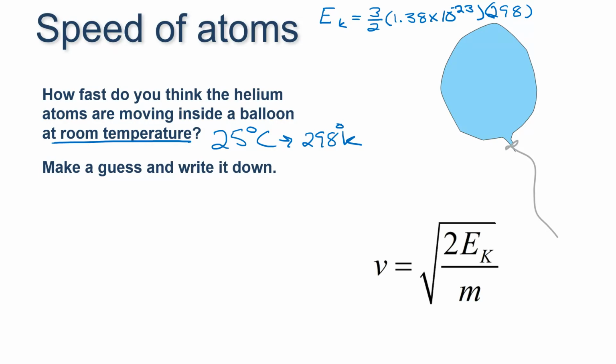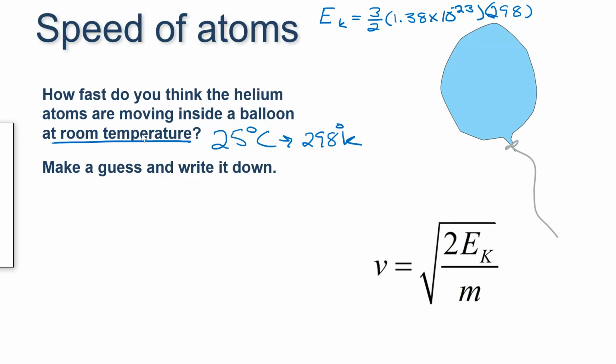And as you're writing that down, I'm going to plug this into the handy dandy calculator. So I have the equation 3 divided by 2 times Boltzmann's constant times 10 raised to the negative 23 times 298.